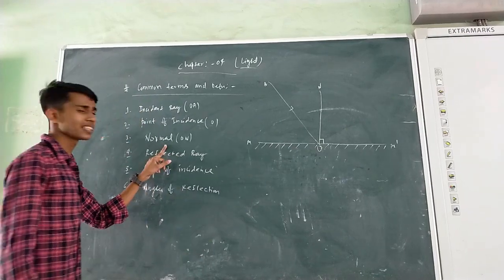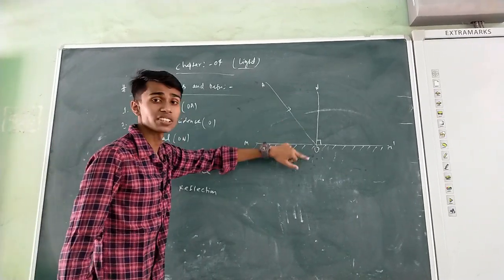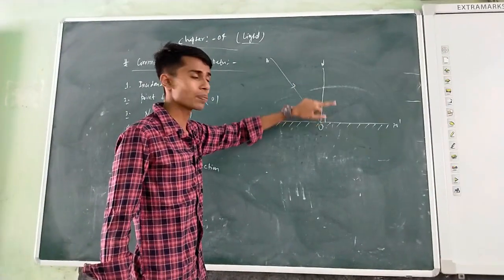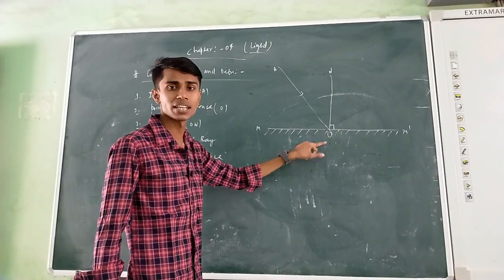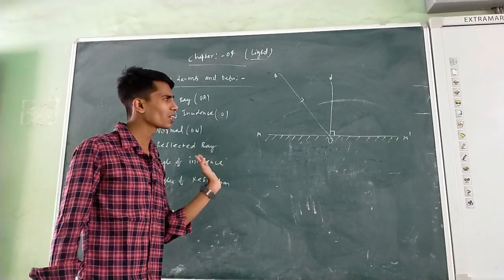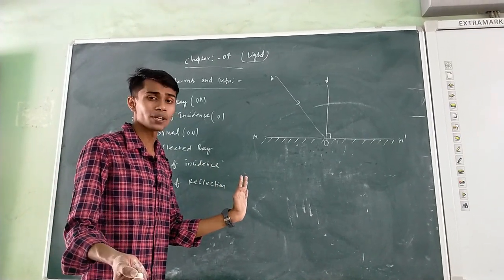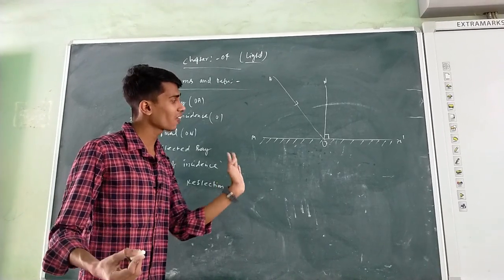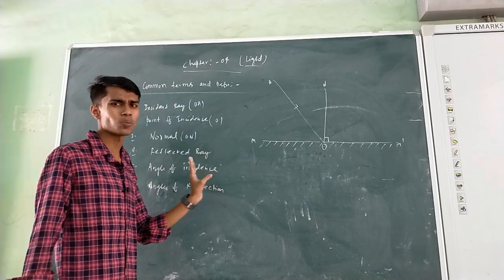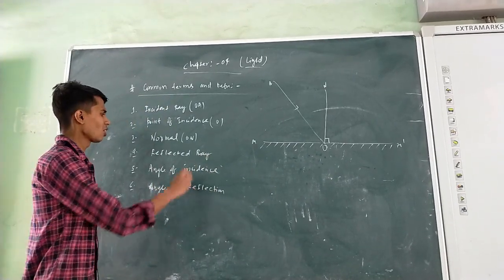Any doubt? What is normal? ON represents normal. Why is ON normal? ON is an imaginary line which is drawn perpendicular from the surface at the point of incidence. Yes or not? For different incident rays there can be different points of incidence, and you have to draw the respective normal for all points of incidence. Yes or not?